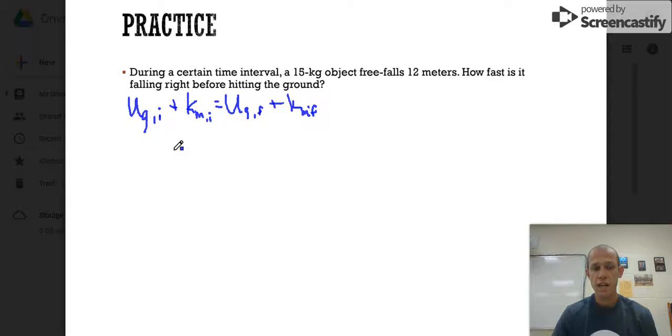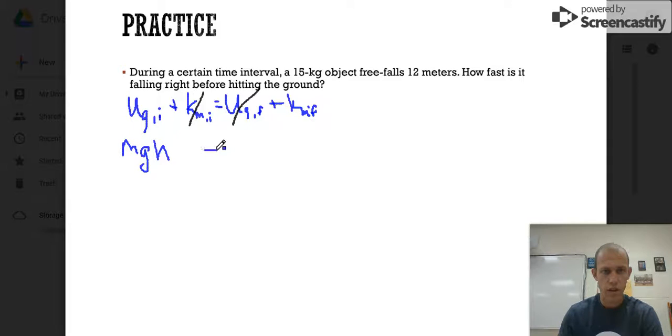So if it's not moving at the beginning, that means I can get rid of kinetic energy initially. And right before hitting the ground, it's not going to be at all above the ground. That means final potential energy doesn't exist. So the potential energy at the start is going to equal the kinetic energy at the end. Let's write out these equations more specifically. We have mgh equals 1/2 mv squared.